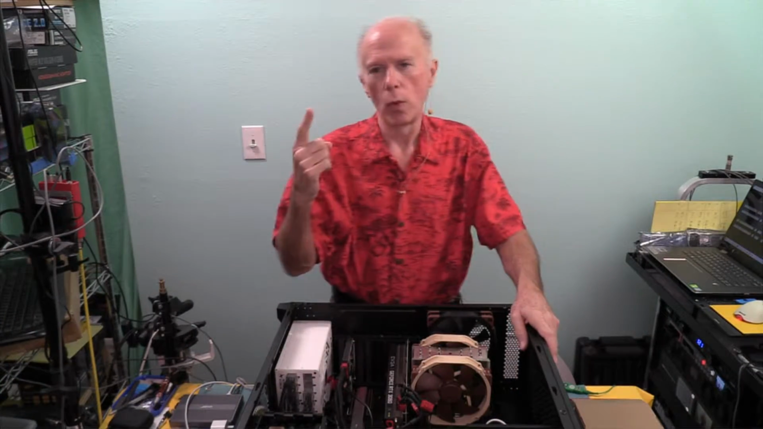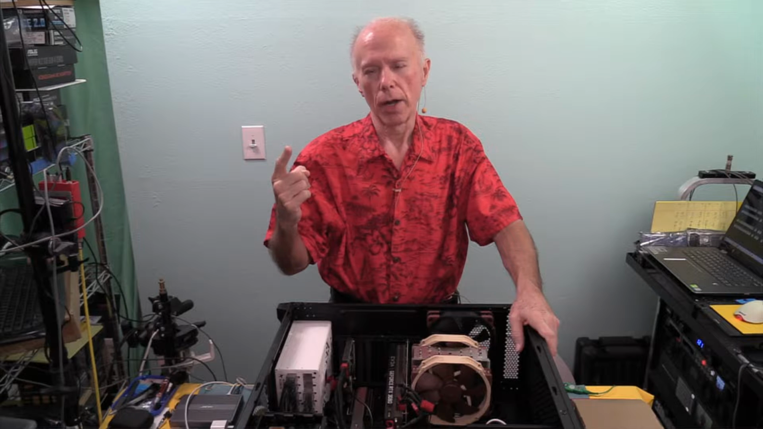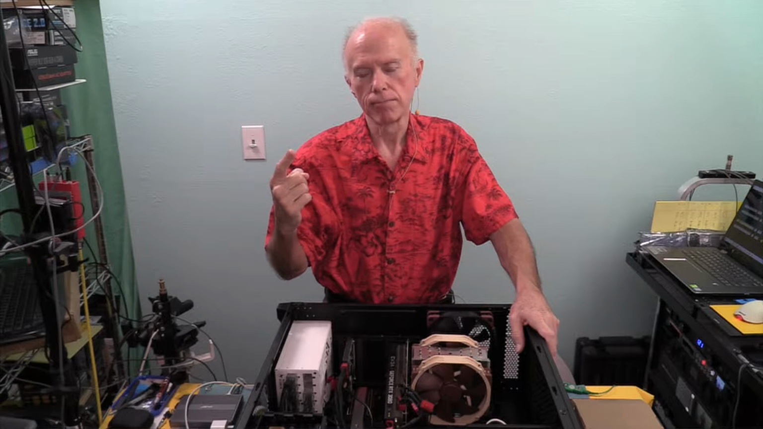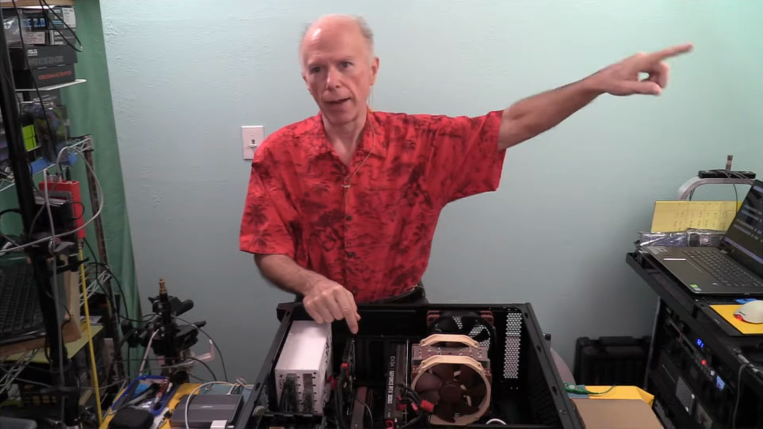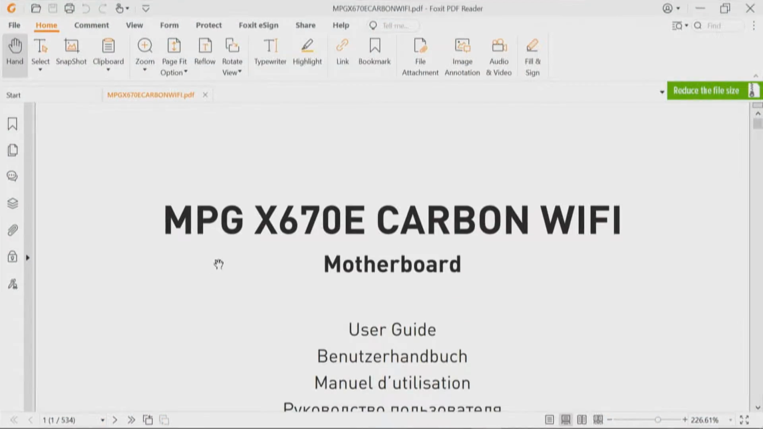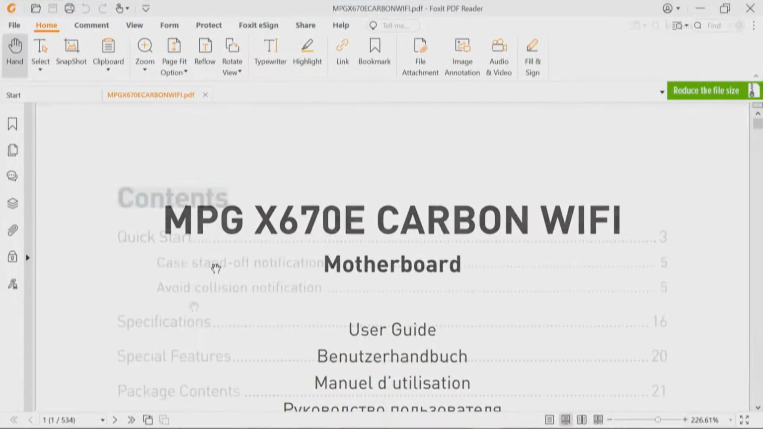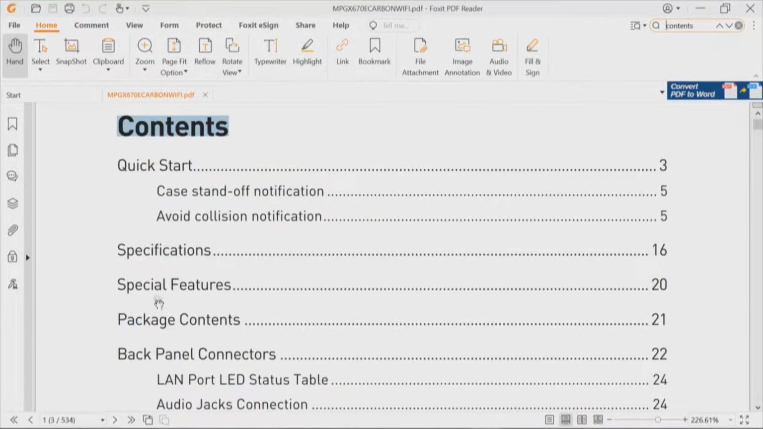So let's think about that. Add-in card scenario number 1. If we put a quad card on here, it has to go in that first slot. And we'll see how that plays out when we look at the layout. Let's go look at the layout first. Starting with the motherboard manual, we're going to first go to contents. We're going to be looking at specifications, and I'll mention package contents right quick.